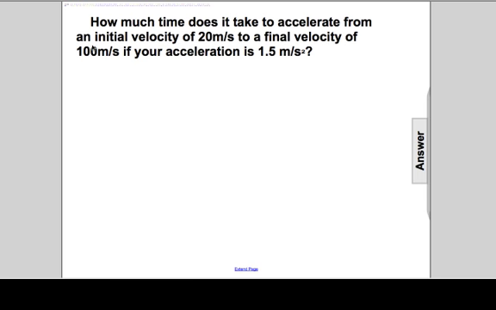Once again, take a moment and circle what we know. Our starting speed, v naught, is 20 meters per second, using red because it's contrasty. The final speed is 100 meters per second. The acceleration is 1.5. Writing the equation, v is v naught plus at.